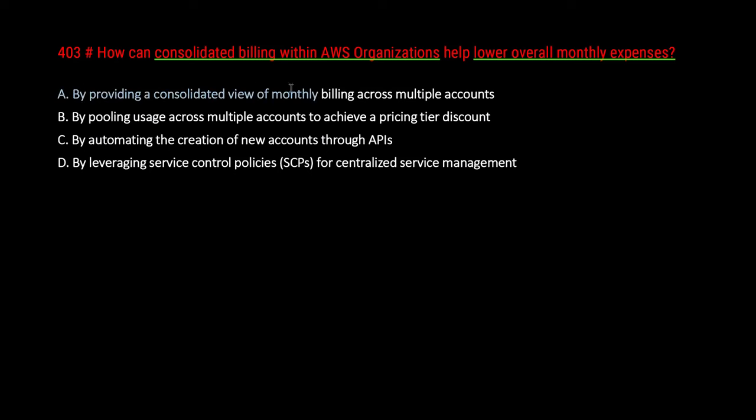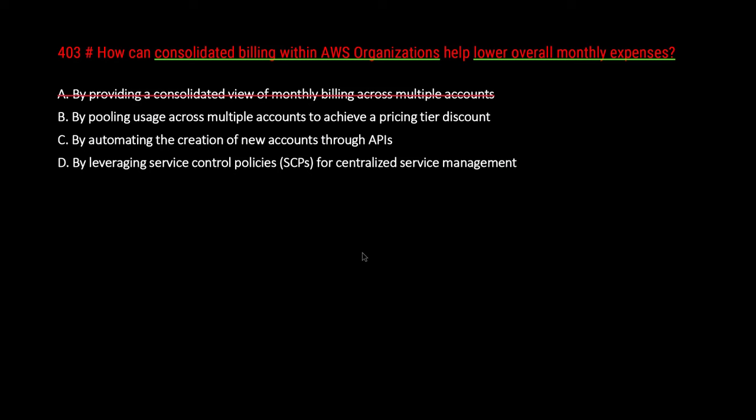By providing a consolidated view of the monthly billing across accounts. Okay, so when you look at this option, what is it saying? It is saying you will look at the consolidated view of multiple accounts, and that's how you are going to save monthly expenses. Think about it like this: you open your credit card statement. By looking at your credit card statement, will it help you lower monthly expenses? No, that won't help you. It will show you where your expenses are. And maybe if you have the dedication to cut this down, then you cut it down and lower it going forward. But viewing the consolidated billing is not making you do that.